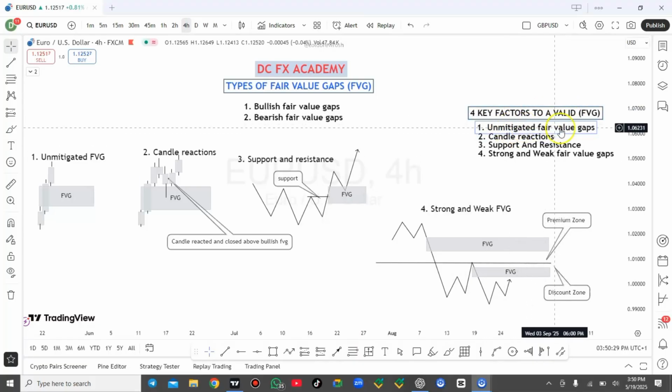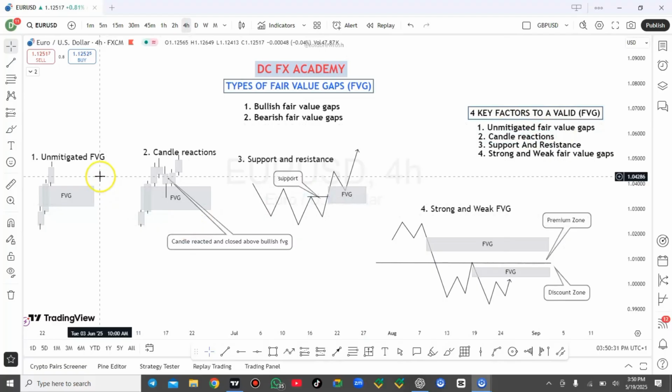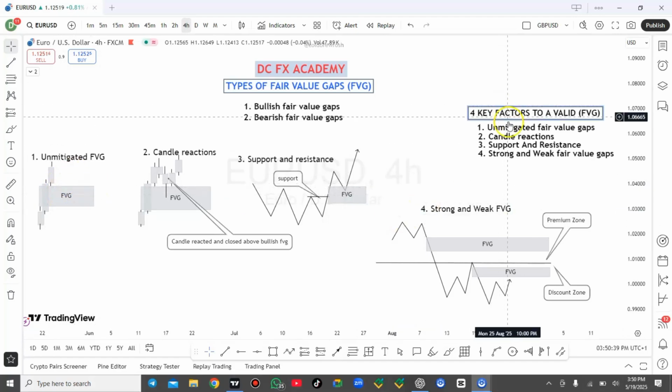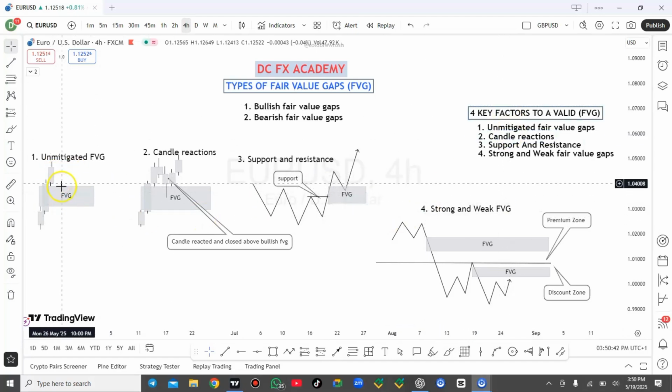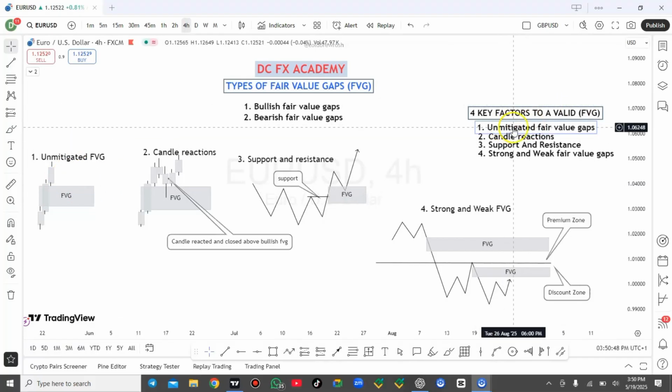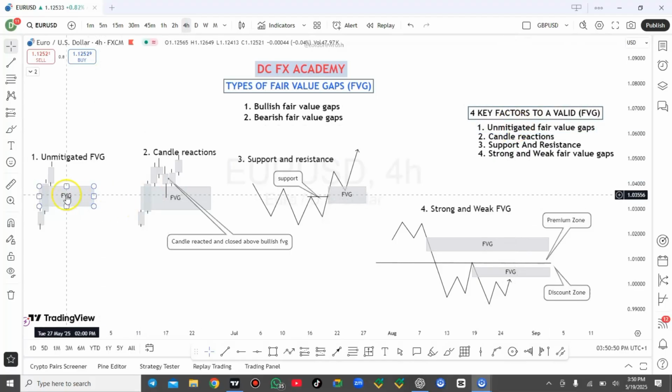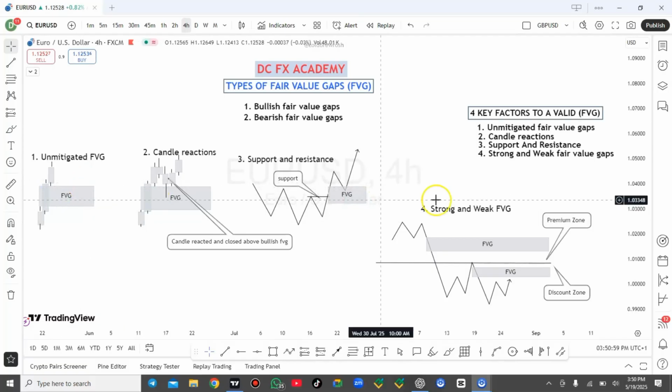The first is unmitigated fair value gaps. As we can see right here, this is a virgin fair value gap, the space between this candle's high and this candle's low. That's a virgin fair value gap. Okay, we don't want to see another candle touch this fair value gap and still go on. This is not a virgin fair value gap, neither is it an unmitigated fair value gap. Always make sure the fair value gap you are about to trade from is a valid unmitigated fair value gap. This is your criteria number one.